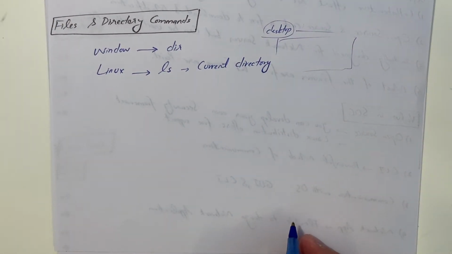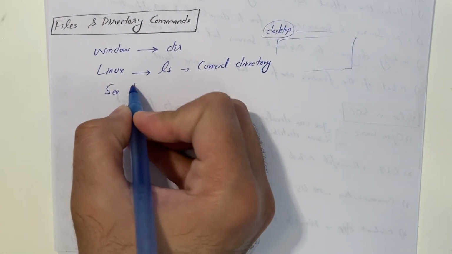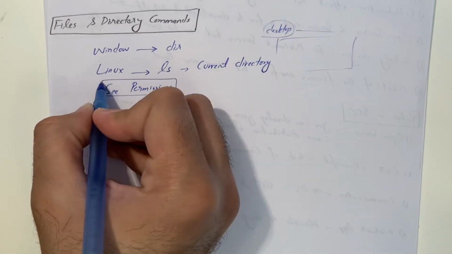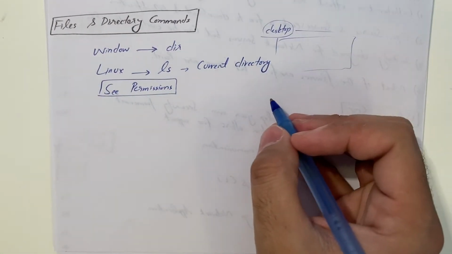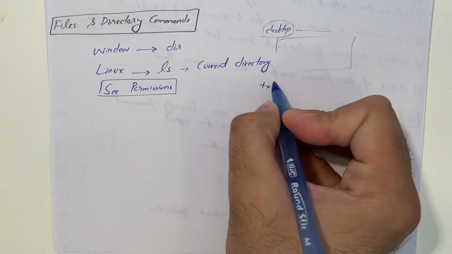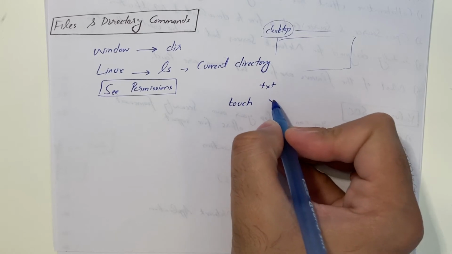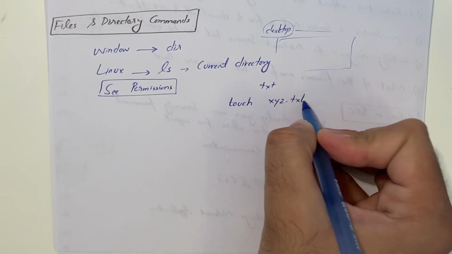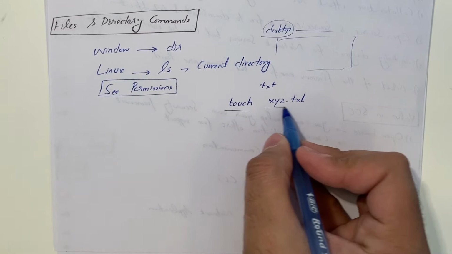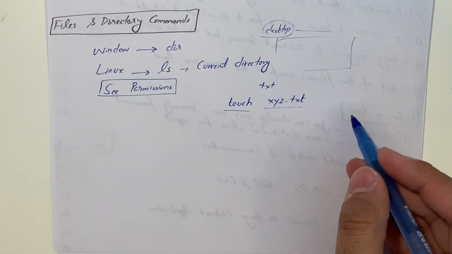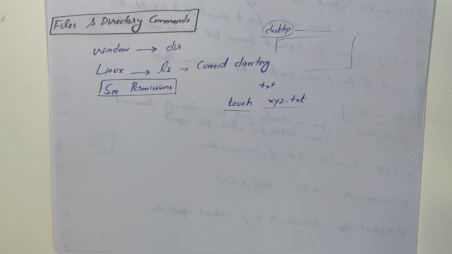For example, if you want to see the permissions of the files in that directory. Or let's say you want to create a file, a text file. You type the command touch and the name of the file, let's say xyz.txt. Touch will create the file xyz.txt in the directory where you currently are. If you are on the desktop and you type touch xyz.txt, it will create a text file on your desktop.